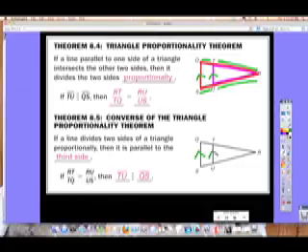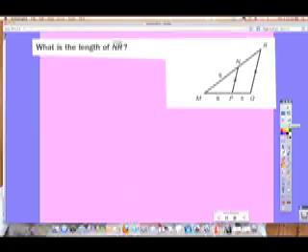Let's apply it and see how it's used. What is the length of NR? So let's put a variable right here, X. Check, are there parallels in there? If this is parallel to this, then we can split these up. Go one side at a time. So put 9 over X. That's going to be proportional to the other side. Since I started at 9, come down right here: 6 over 4.